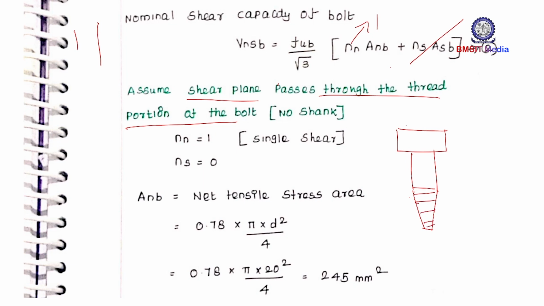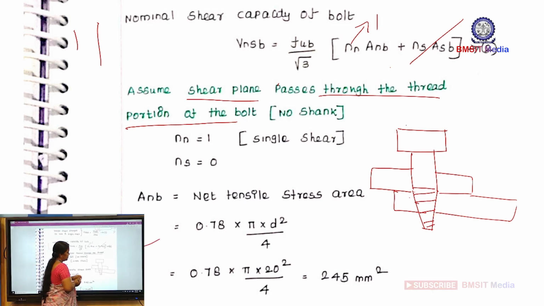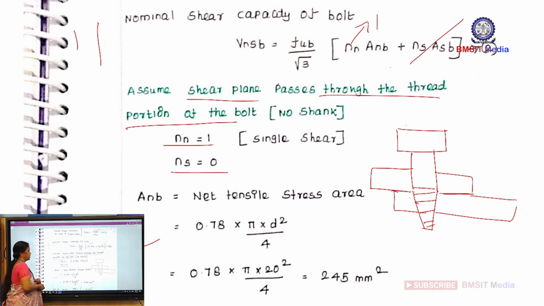So this is the lap joint, and this is the bolt. These are all the thread portion, and this thread portion passes through the shear plane. Here, how many shear planes are there? Only one plane is there in the lap joint. So Nn equal to 1 and Ns equal to 0, for the lap joint.